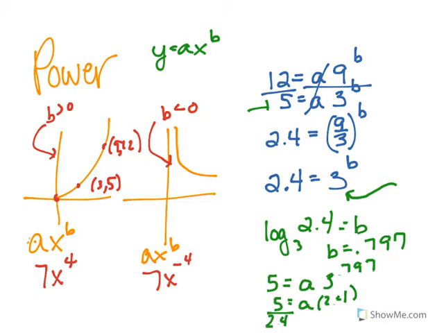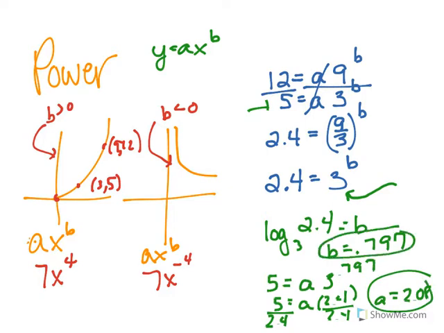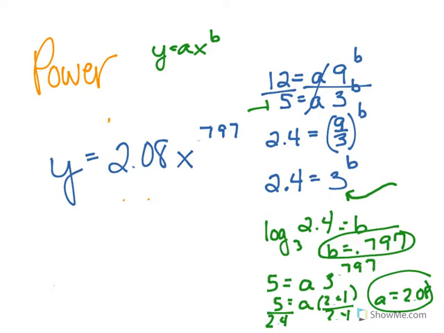Divide both sides by 2.4. I've got a equals 2.08. So now I found my a, and I found my b, and I can write my new equation of 2.08 times x to the 0.797.